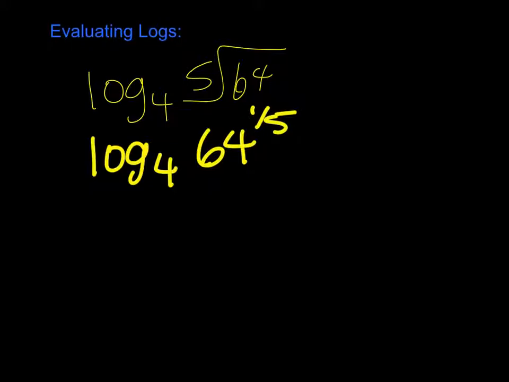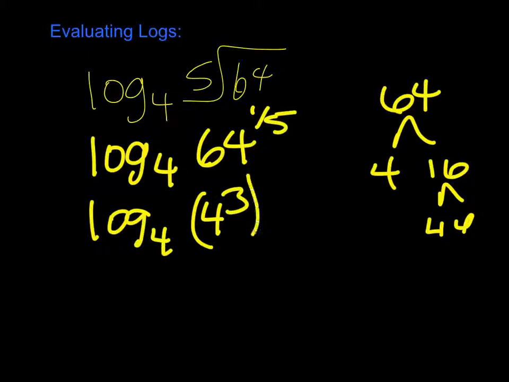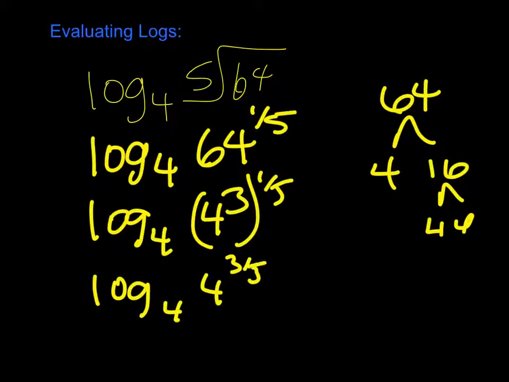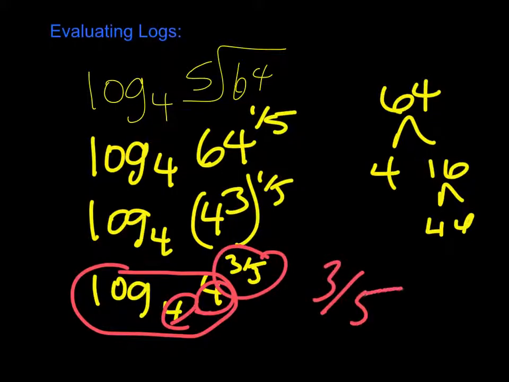And then 64, you can break down. If I divide 4 into that, that's 16. 16 is 4 times 4. So that's log base 4 of 4 cubed to the 1/5, which is log base 4 of 4 to the 3/5. And as long as these two are the same base, my answer is 3/5.